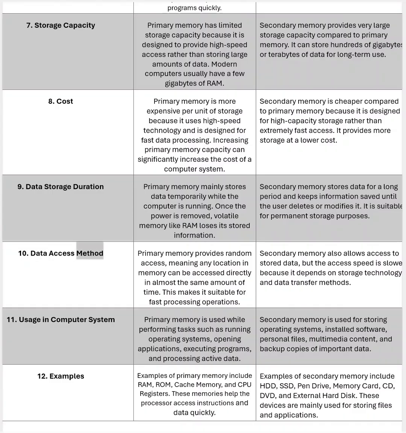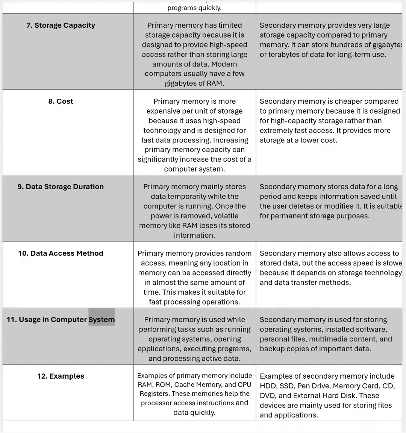10. Data access method. Primary memory provides random access, meaning any location in memory can be accessed directly in almost the same amount of time. This makes it suitable for fast processing operations. Secondary memory also allows access to stored data, but the access speed is slower because it depends on storage technology and data transfer methods.